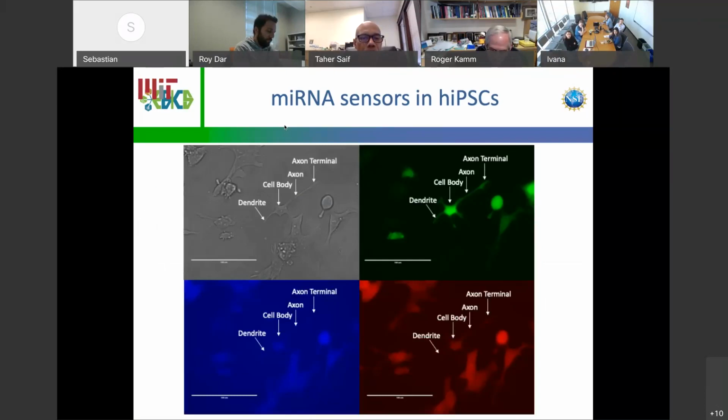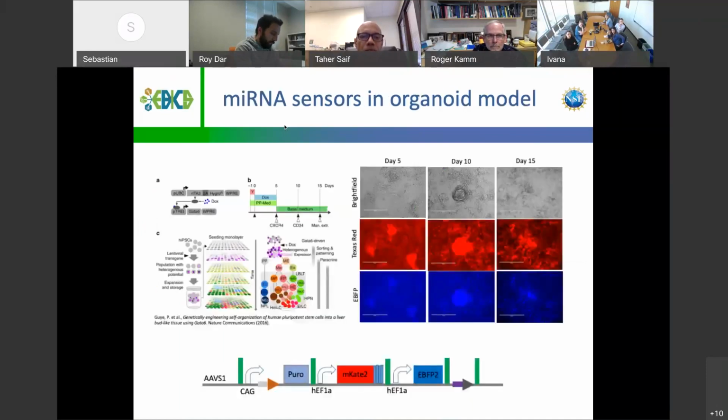Not only that, but we also differentiated the cells to human neurons using lentiviral integration of transcription factors, as you can see here. And we observed that the human neurons that we obtained from these engineered human-induced pluripotent stem cells fluoresced red and blue, which was indicative of the stability of the engineered microRNA sensor.